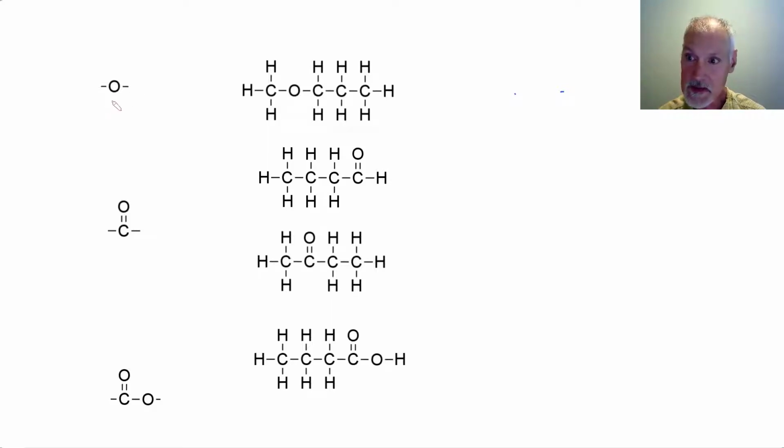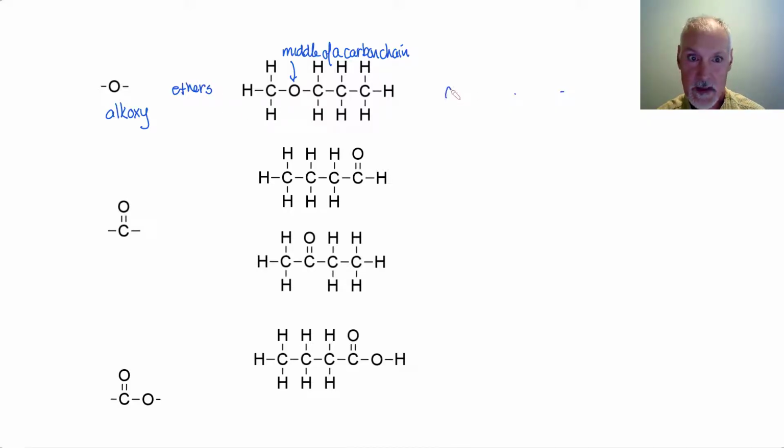Another containing oxygen is this particular functional group, where we notice that oxygen is sort of inserted in the middle of a carbon chain. This particular functional group is called alkoxy. And it is characteristic of the class of chemicals that are called ethers.